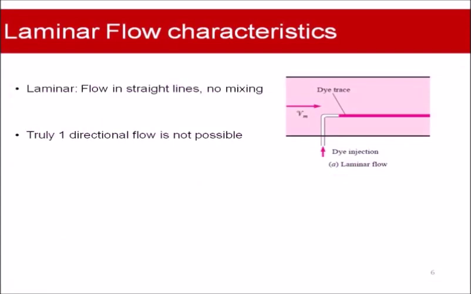A dye stream is injected into a pipe in laminar flow. We can see the dye stream traveling without getting mixed in the radial direction. This suggests that the fluid layers do not mix in the radial direction. If we measure velocity at any point A in the pipe, we will observe the velocity to be constant with respect to time. This is the most important characteristic of laminar flow.